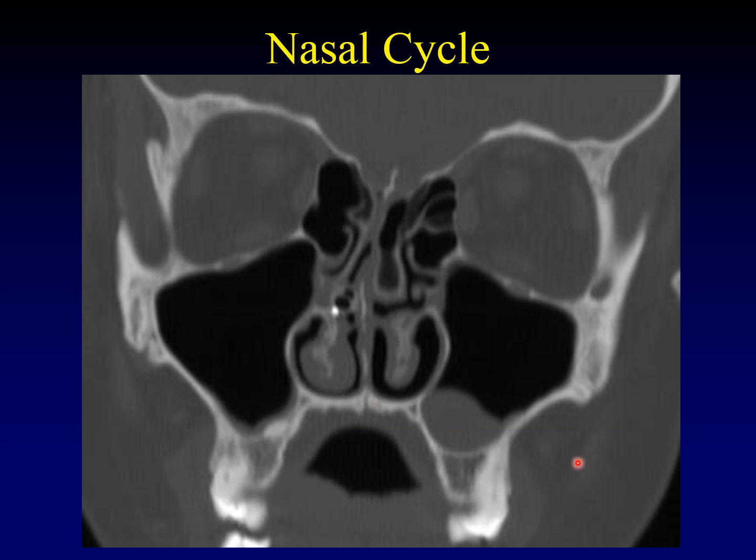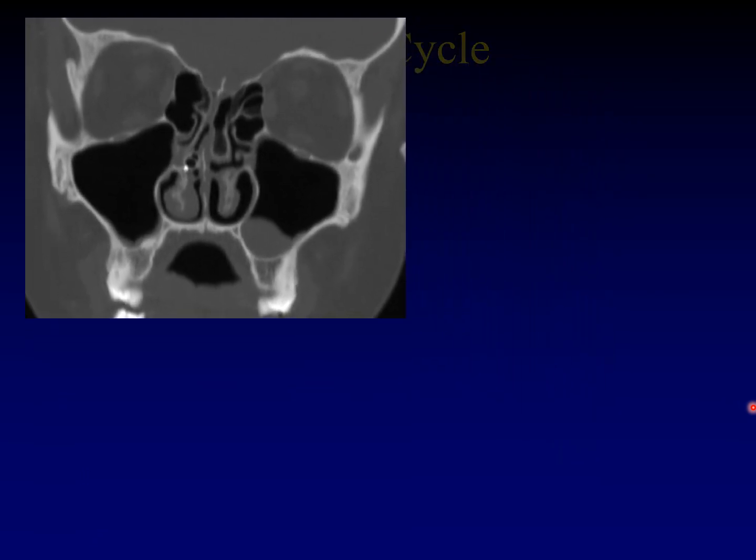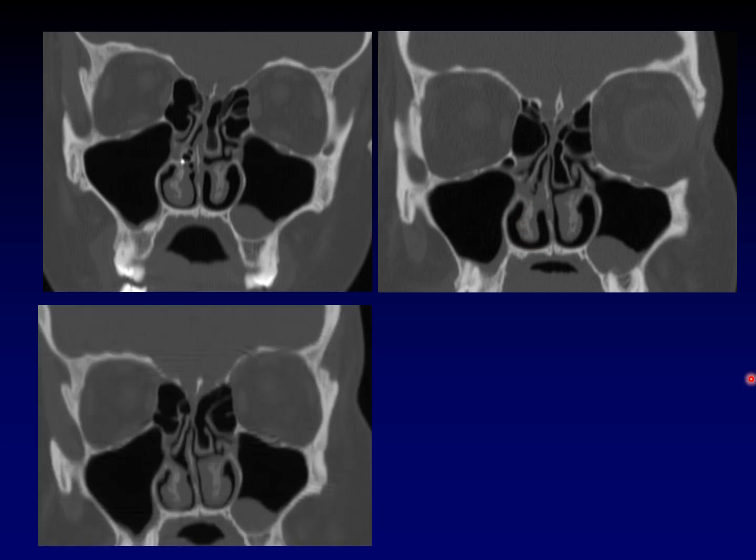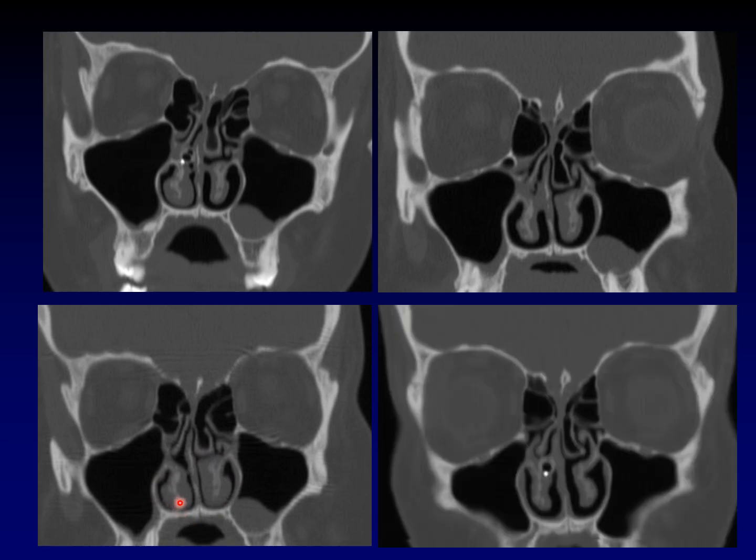I'm going to show you some more pictures of this exact same patient to emphasize the truth of this nasal cycle. Here is the same patient where it's the other way around. Now the left turbinate looks more robust and the right turbinate looks more atrophic. Here's the same patient at a time when they both look pretty robust. Here's the same patient where they both look a little bit atrophied.